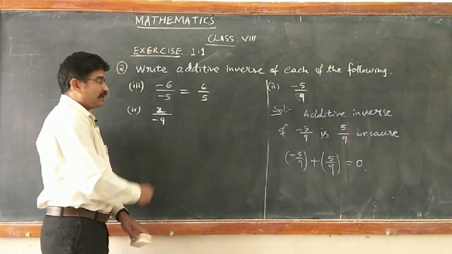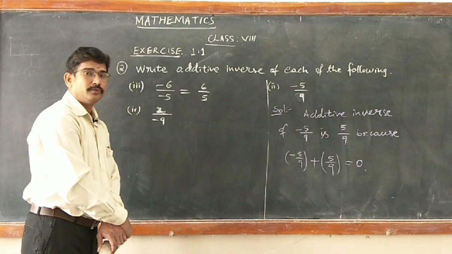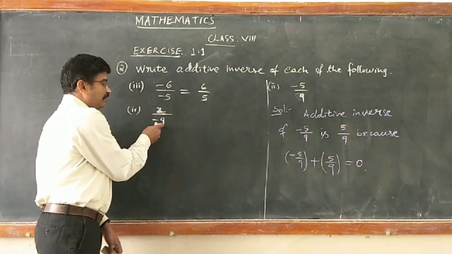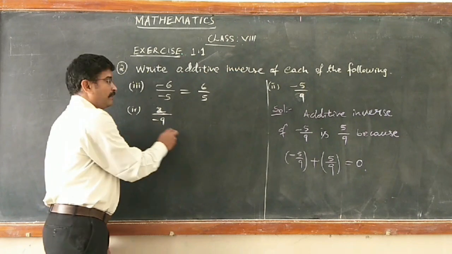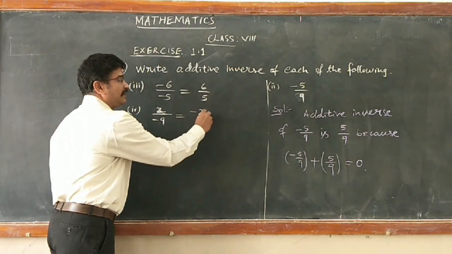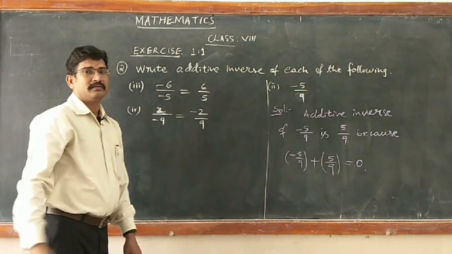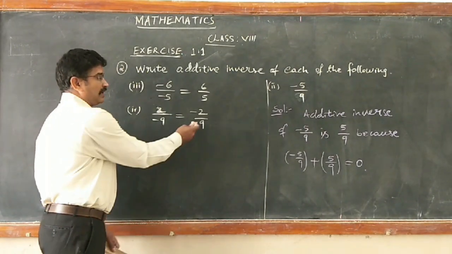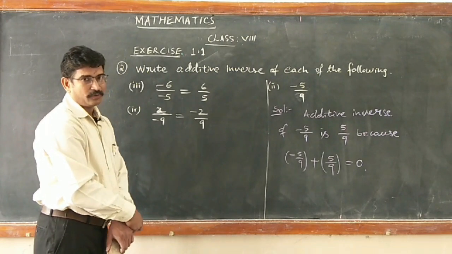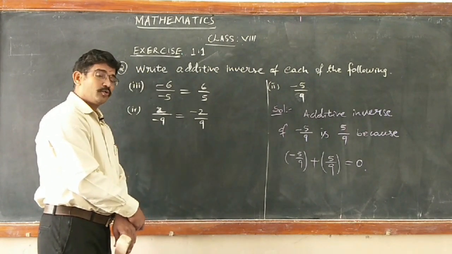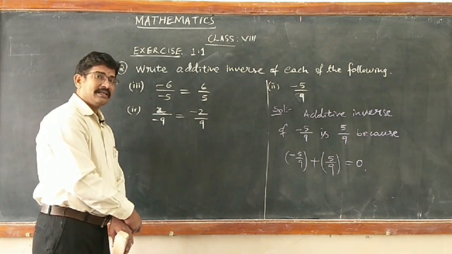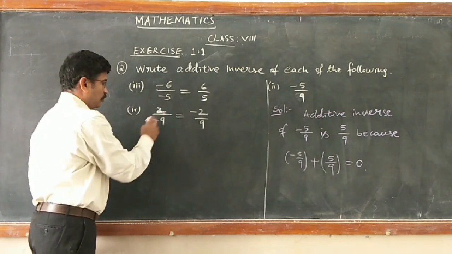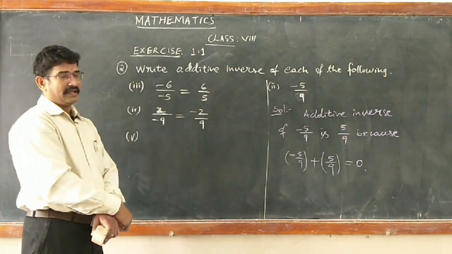And moreover, is it in standard form? No. Why is it not in standard form? Because the minus sign is there in the denominator, which has to be taken to the numerator. So if you do this, you will understand what type of rational number it is, negative rational number, and what could be its additive inverse. You can easily identify. So do how I did for these two, as well as one more question is there.